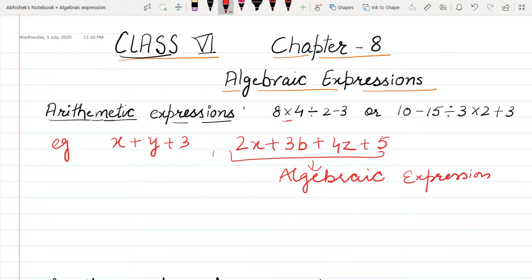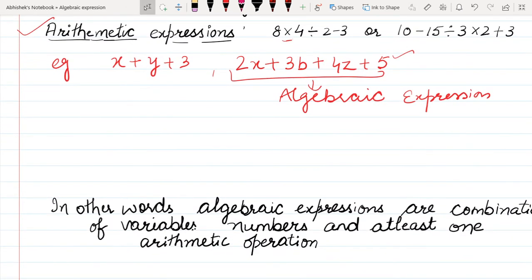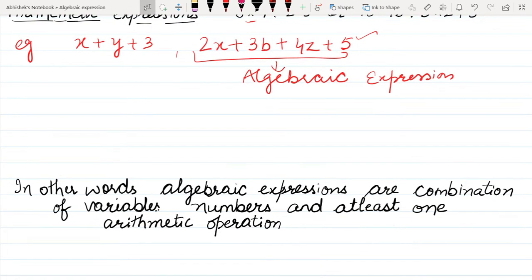When we have numbers only, then it is known as an arithmetic expression. But when variables and constants are connected by the symbols plus, minus, or division, this is known as an algebraic expression. In this, you can see x, y is a variable, 3 is a constant, here b is a variable, 5 is a constant. So, in other words, algebraic expressions are a combination of variables and numbers with at least one arithmetic operation.